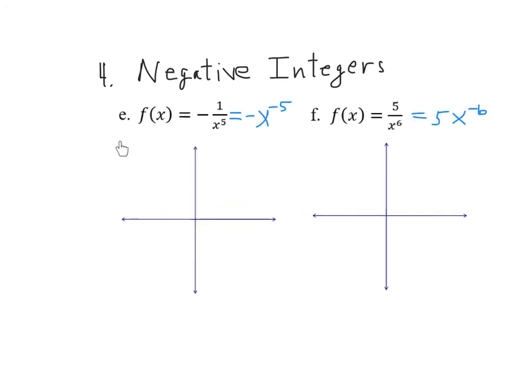When you get to ones like letters E and F, hopefully the pattern is established between having an odd negative integer and an even one. But now you have to pay attention to the coefficient, and pay attention to whether it's positive or negative. That, of course, can also affect the graph.